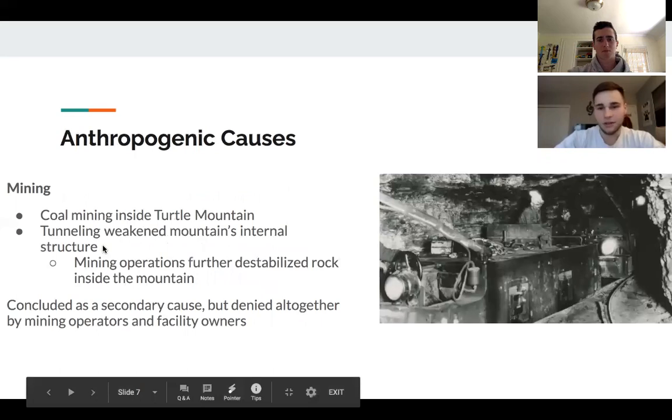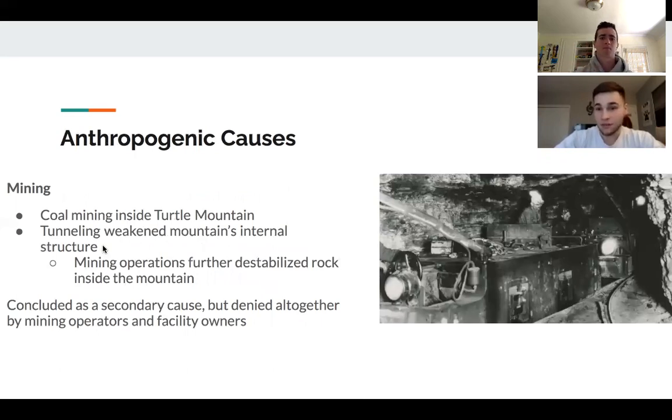And now moving on to anthropogenic causes. Essentially, what humans have done conducive to the rock slide. Mining. As we spoke about previously, Turtle Mountain was a pretty heavily mined structure, and essentially coal mining slightly led to the rock slide occurring.